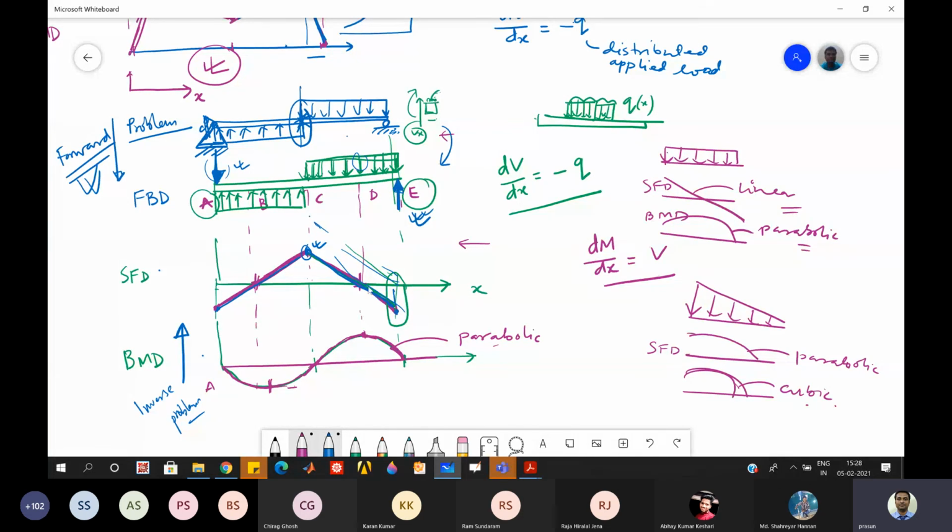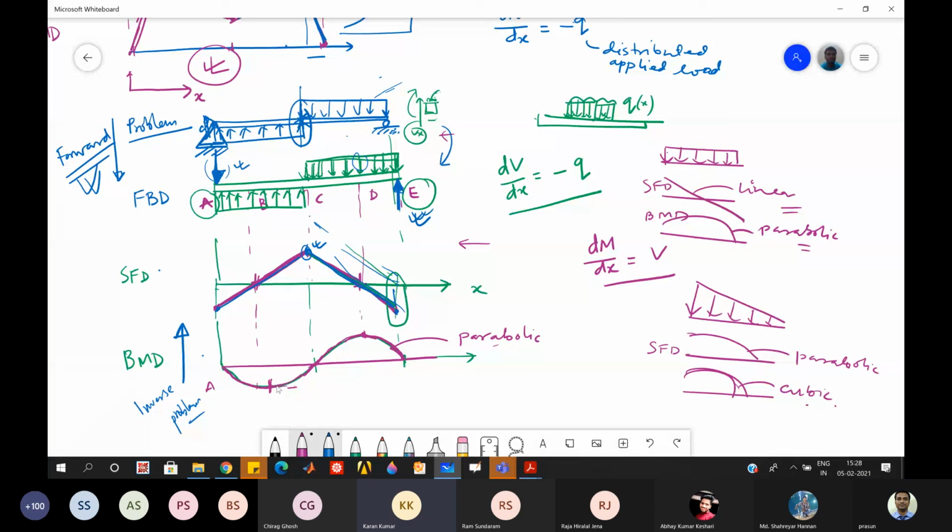Similarly, if you know this SFD, it is always easy to look at the SFD, and if there is no applied bending moment, then from the SFD you can draw the BMD easily. Okay.